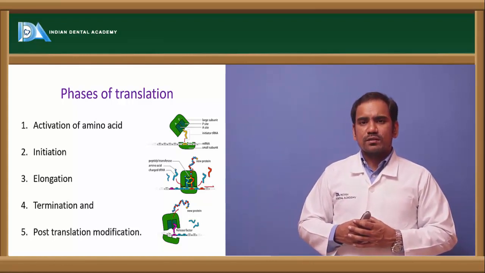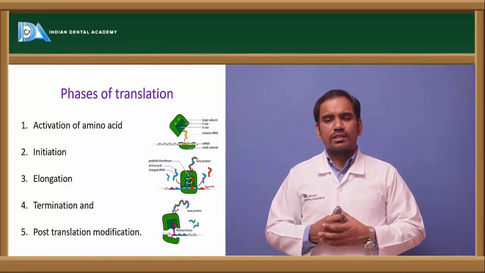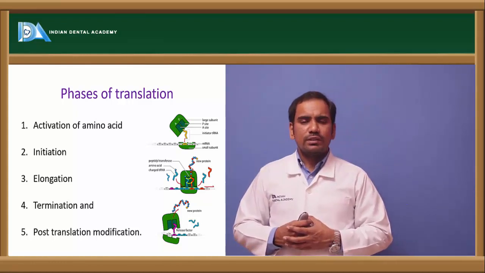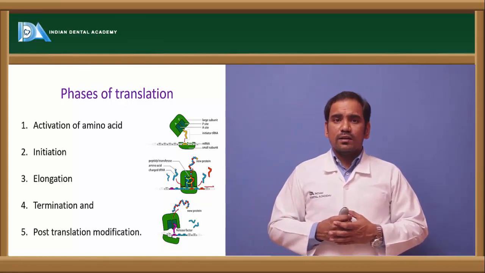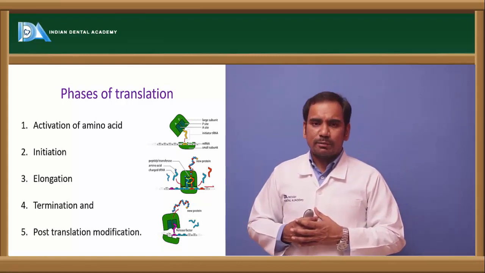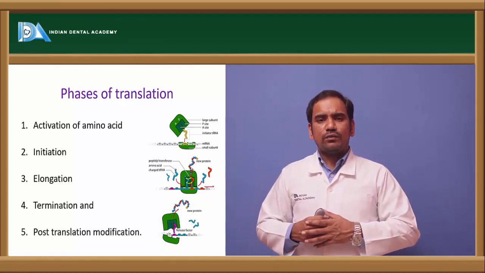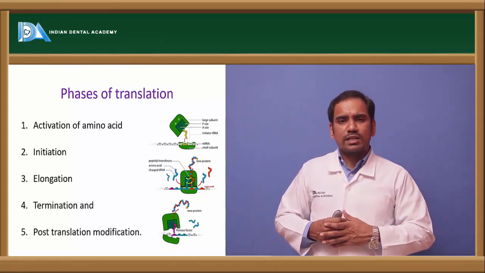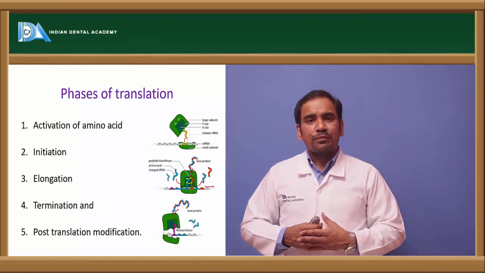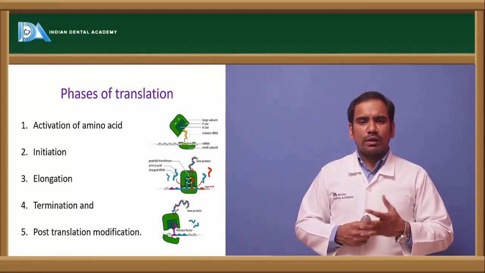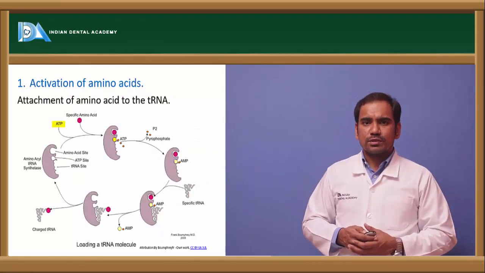Coming to the translation process, the important steps are: first you have to activate the amino acid, right? That is the first step required in translation. After that, initiation, elongation, termination, and then we get a product, the nascent polypeptide chain, the nascent protein. That is not biologically active. We have to convert it into a biologically active form by a process called post-translational modifications. So these are the important steps in protein synthesis. What are those steps? Activation of amino acids, initiation, elongation, termination, and post-translational modifications. We'll see each process in detail.